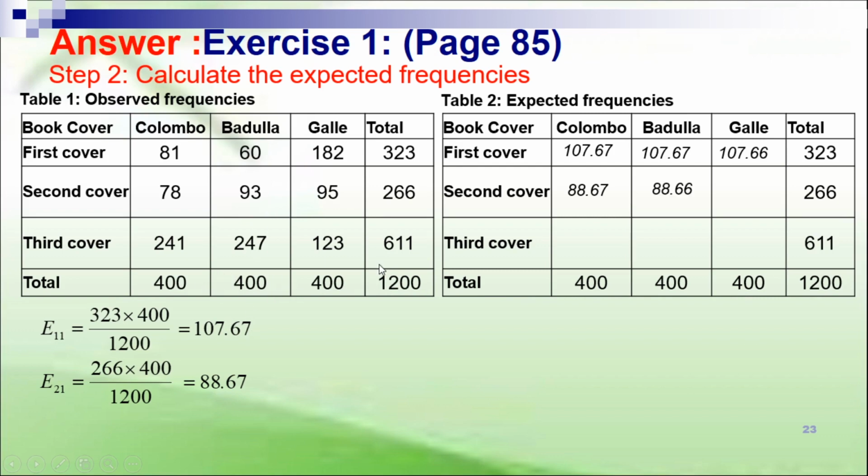All column totals remain the same, therefore these values are the same, but in order to satisfy the sum condition, as I mentioned earlier, the column totals and row totals should be the same as given in the observed frequencies. Therefore, just take the second value as 88.66. Then find E31. Take the product of the third row total 611 times 400 divided by 1200, that is equal to 203.67. In that way you can find the expected frequencies.